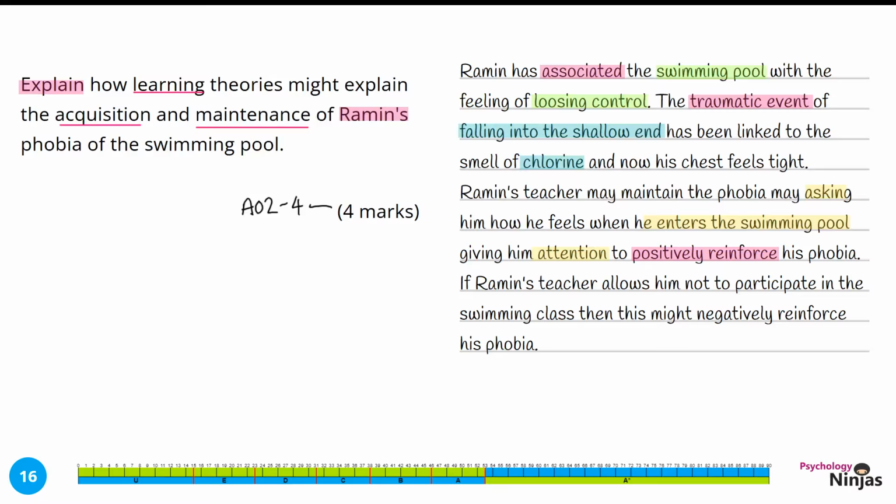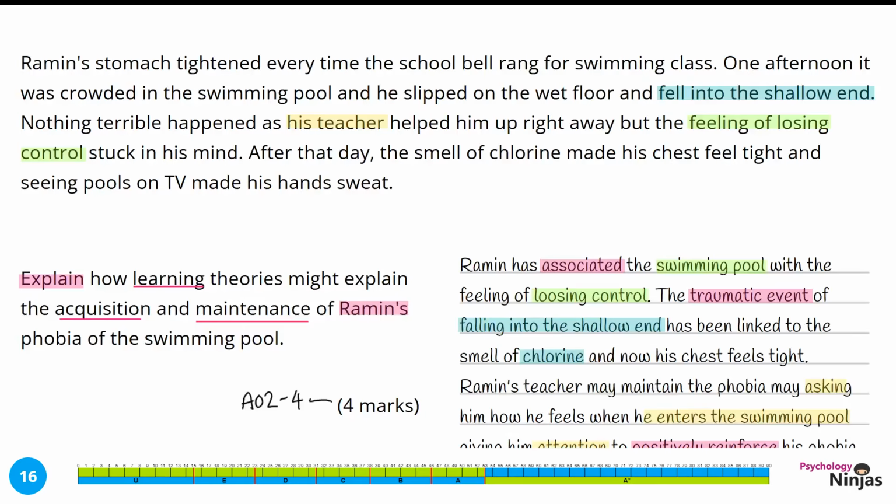If Raine's teacher allows him not to participate in the swimming class, then this might negatively reinforce his phobia. Again, we've got knowledge of reinforcement, looking at operant conditioning, but it's not until we put our context in that we're getting our marks. If he's allowed not to participate, we've correctly identified that this is negative reinforcement. We finally link this back into our stem, talking about the swimming class and accessing all of our application marks.